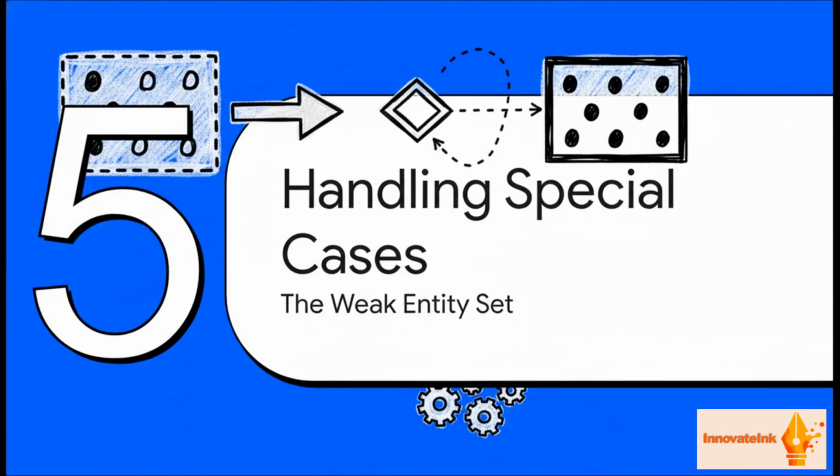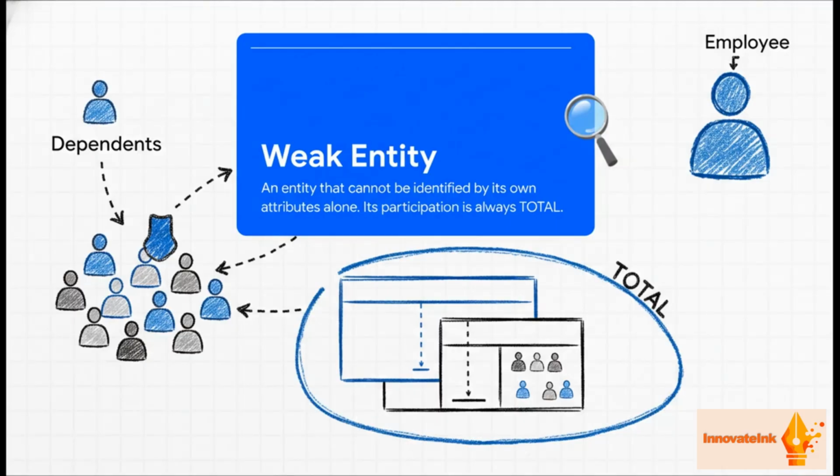All right, let's wrap this up by looking at one last, kind of special case. This is something you'll definitely run into. We're talking about an entity that's so dependent on another one that it can't even stand on its own. This is called a weak entity, and the classic example is an employee's dependent. Think about it. If you have a dependent named Jane, there might be lots of Janes in the company. The name alone isn't unique. To know which Jane we're talking about, you have to know which employee she's a dependent of. She can't be identified without her owner. And that means her participation is always total. You can't have a dependent floating around without an employee they belong to.